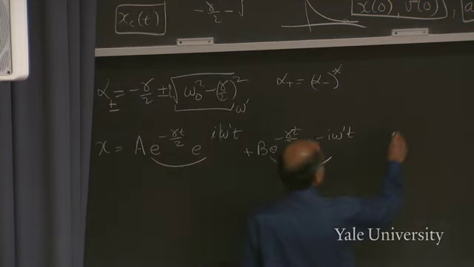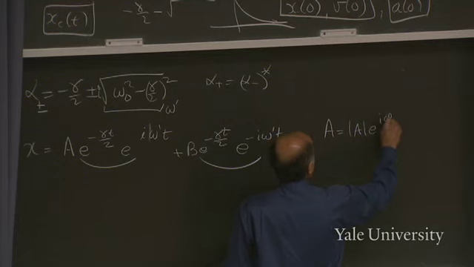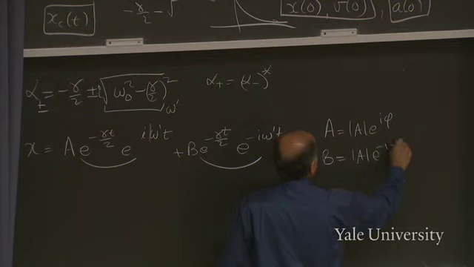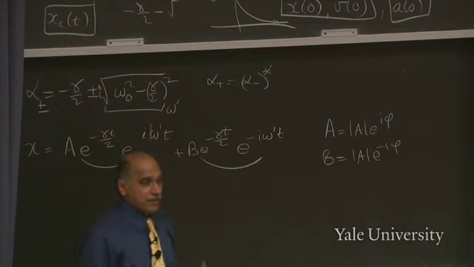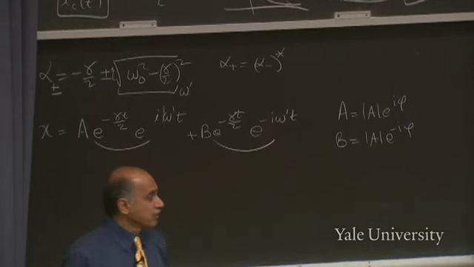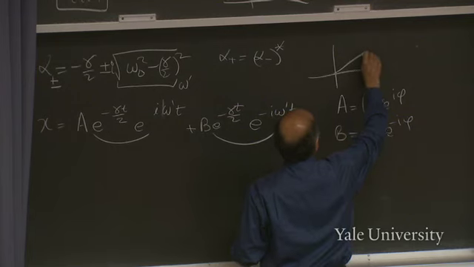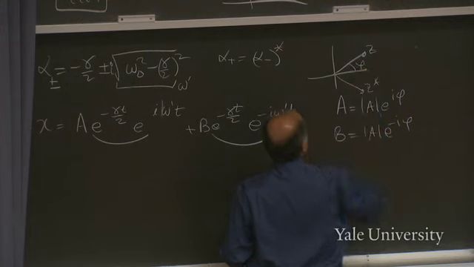All we will demand is that if A looks like absolute value of A times e to the i phi, B should look like absolute value of A times e to the minus i phi. In other words, B should be the complex conjugate of A. That means the same absolute value, but opposite phase. I remind you, in the complex plane, if a number z is sitting there, the complex conjugate is sitting here, they have opposite angles, phi.